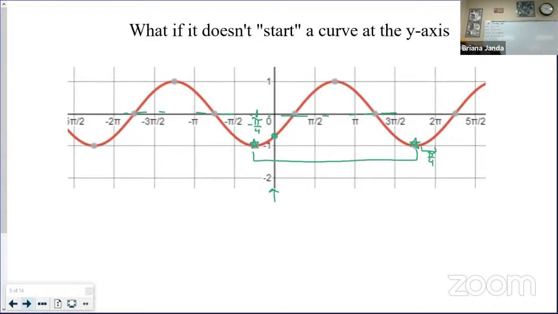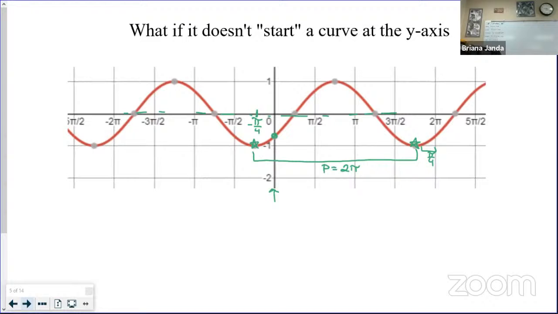It's the period again: how long did it take me to get from a minimum to the next minimum? 2 pi. Sometimes it takes a little bit of algebra here, and you might have to sit there and count. Not very often. You don't see them this ugly very often. Questions?